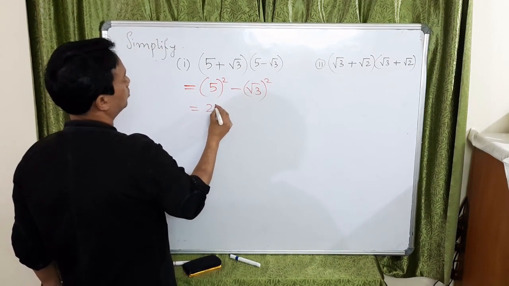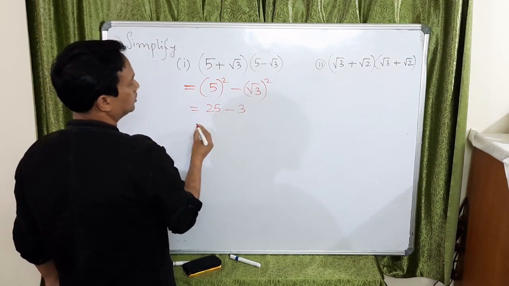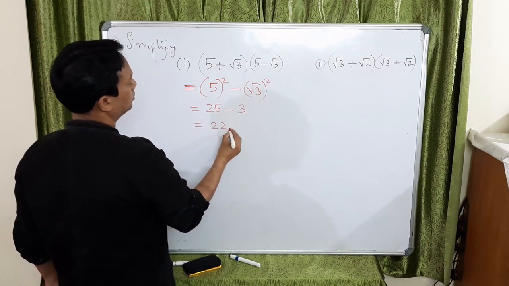And 5 square is 25 minus root 3 square. Square and square root will cancel, so this will be 3. This will be equal to 22.